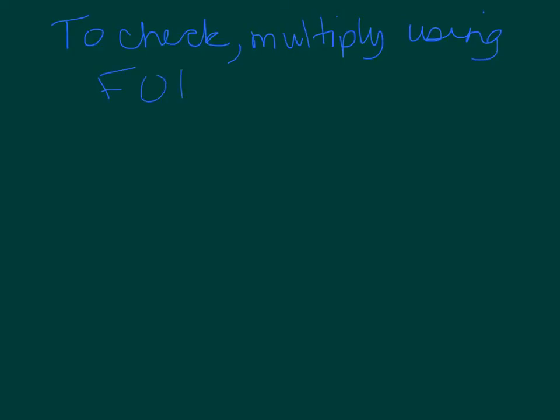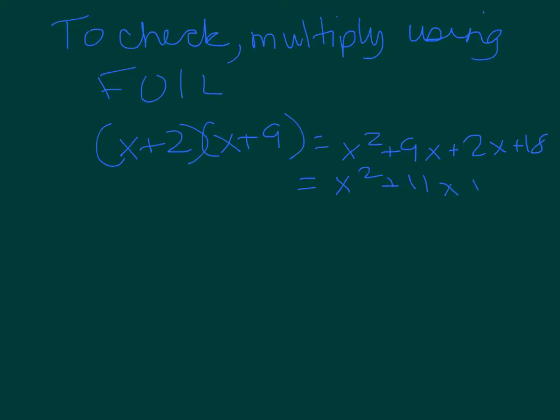So the last step that I recommend that you do is to check it. To check it, you're going to do multiplication using the FOIL method. And you'll find that in the end, if you use the FOIL method, you get x squared plus 9x plus 2x plus 18. Thankfully, we do get the right answer from that. We do get what we started with. So we know that we're good, and our answer is going to be this.